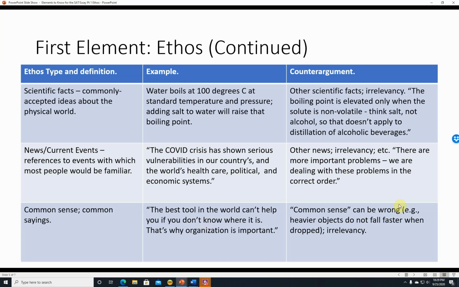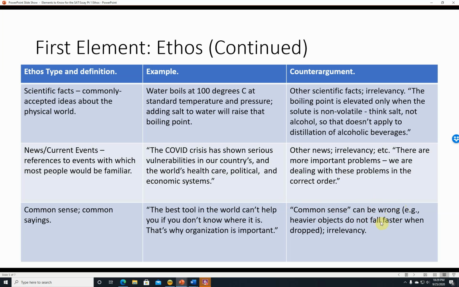Let's say someone says, well, everybody knows that heavier objects fall faster when you drop them. That's why it hurts more when somebody drops something or throws something hard at you. It's like, not really. Everything falls at the same speed. It's just that things that weigh more hurt more because there's more kinetic energy behind them if they're dropped.